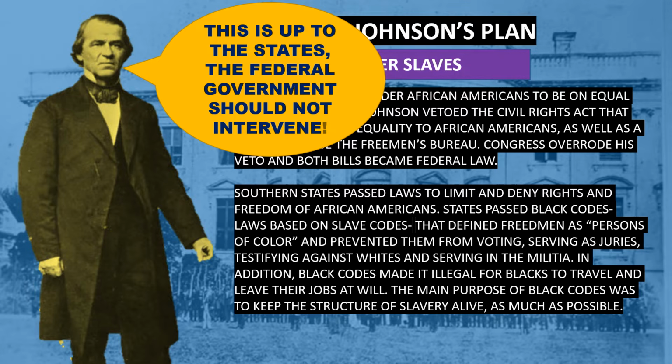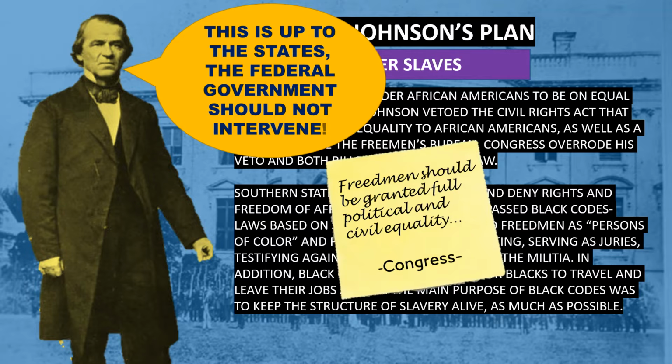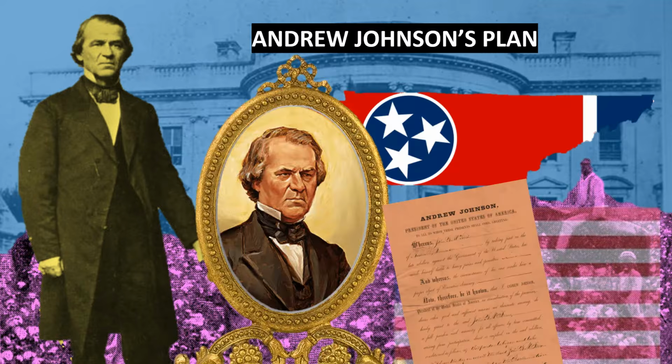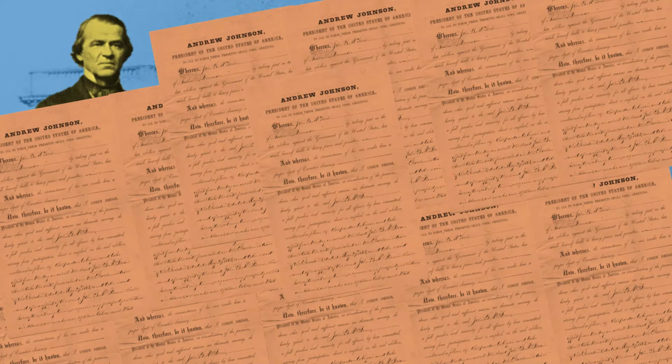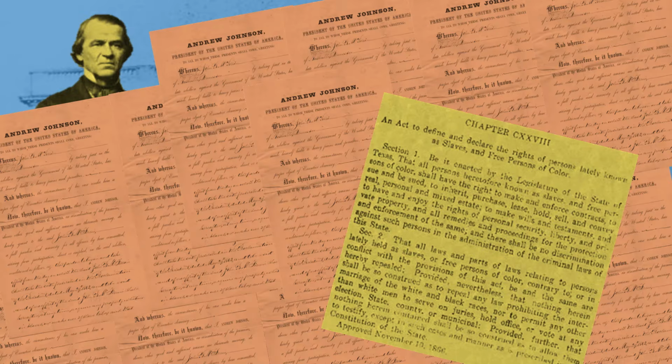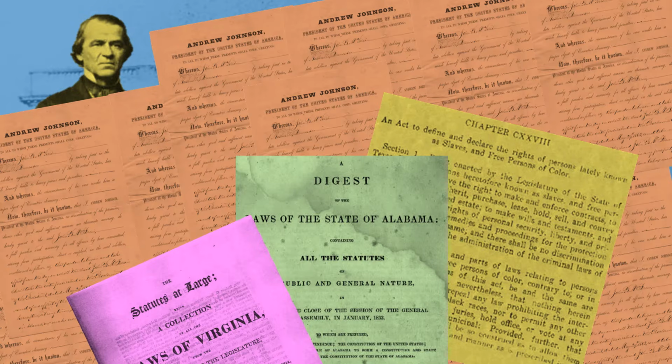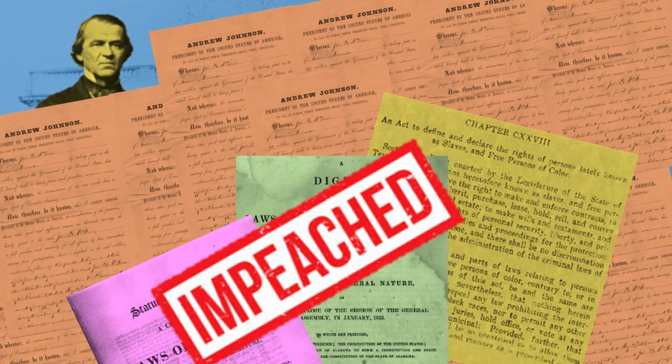Johnson believed that the federal government should not intervene in this matter. So Johnson started issuing thousands of pardons to former Confederate leaders, allowing them to form governments that in turn passed black codes, restricting the rights of the former slaves. For this reason, Congress impeached him, but failed to remove him from office.